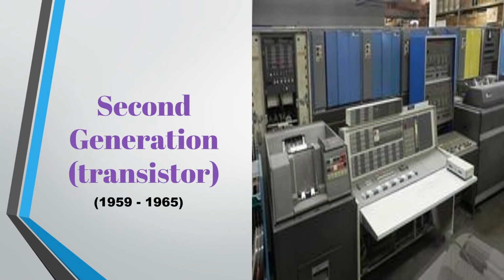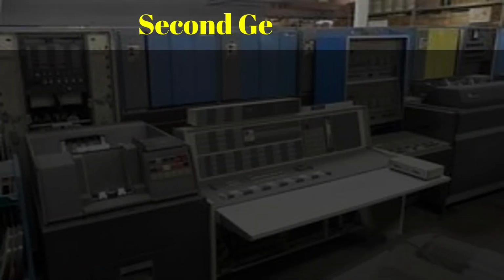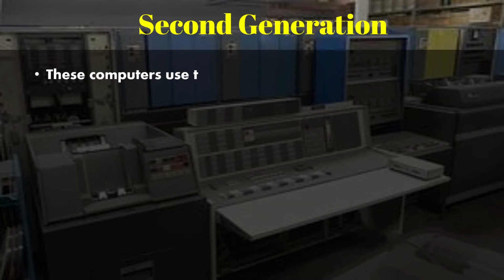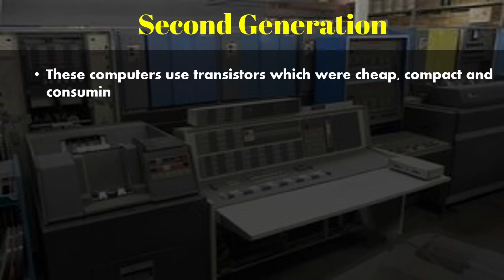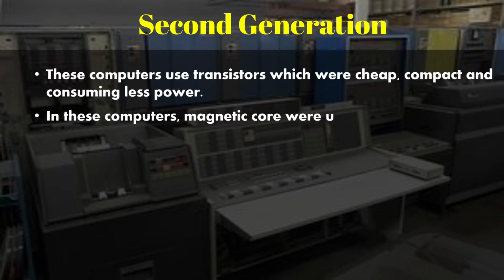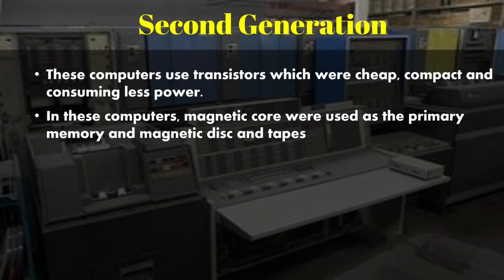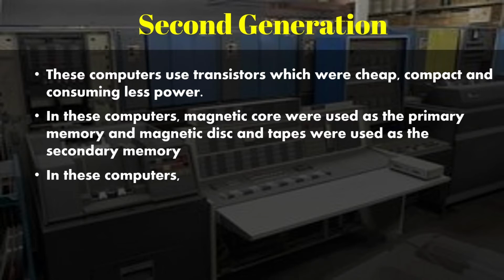The second generation uses transistors in place of vacuum tubes and is from 1959 to 1965. In the second generation, the computers used transistors which were cheap, compact and consumed less power as compared to vacuum tubes. In these computers, magnetic core was used as primary storage or memory, and magnetic disks or tapes were used as secondary memory or storage.